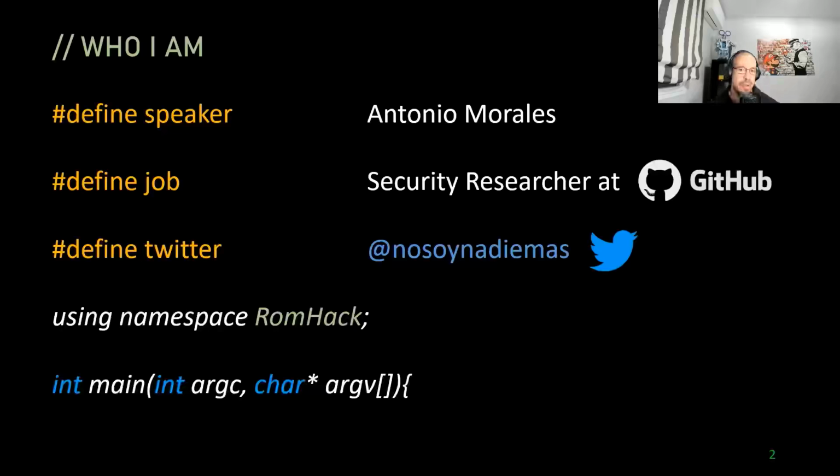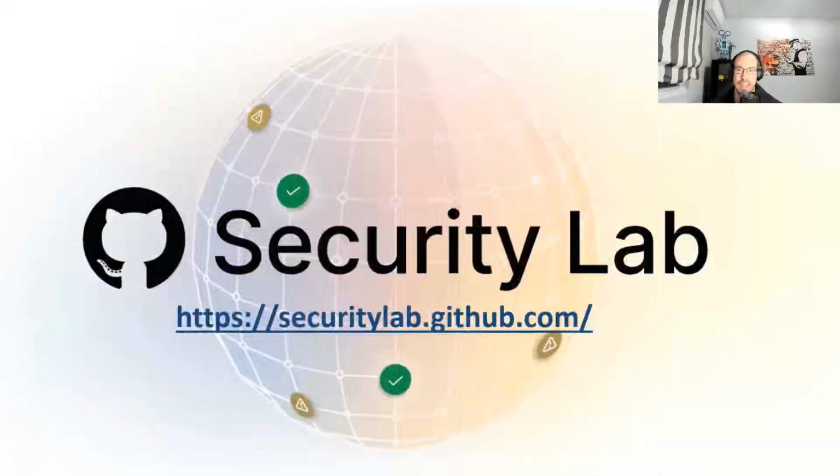But first of all, who am I? Well, I am Antonio Morales. I work as a security researcher at GitHub. That is my Twitter handle, where I usually post most of my research. And inside GitHub, I'm part of a small team called GitHub Security Lab.